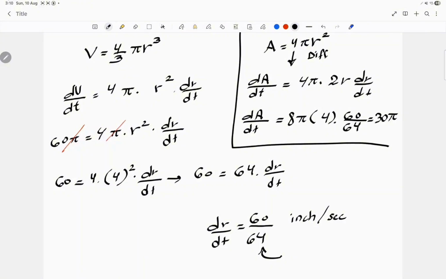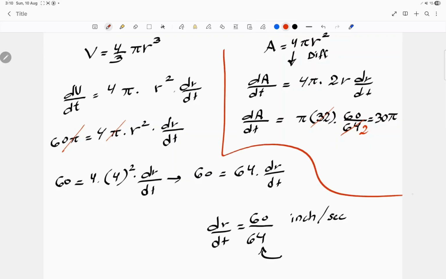Can we do it without a calculator? We could, because 8 times 4 is 32. 32 divided by itself is a 1. 64 divided by 32 is a 2. And 60 over 2 is 30. So what's the unit, by the way? Well, it's the change. Look, what's the area unit? Inch squared. What's the time unit? Second. So you're going to say inch squared per second.